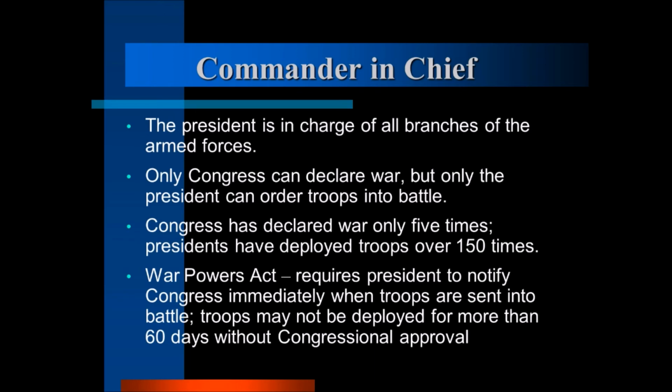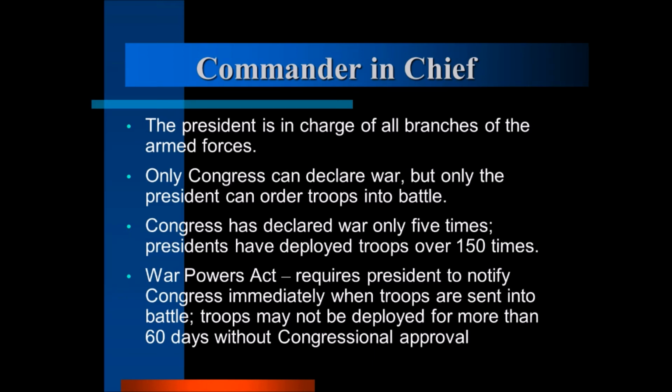Now, we've only declared war in this country 5 times. 200 and some odd years later, the centennial was 1976, so 200 and almost 50 years later, we've only done it 5 times. The last time we did it was World War II. Vietnam was not a declared war. The Civil War was not a declared war.